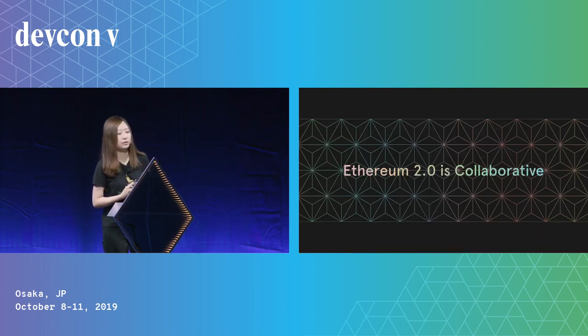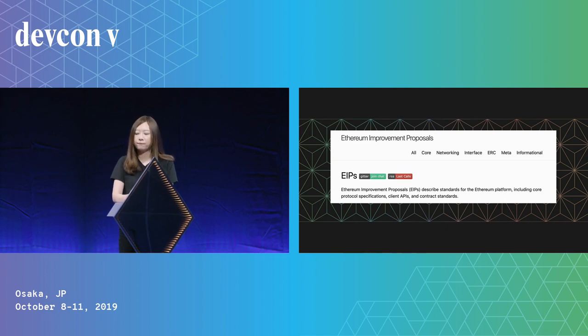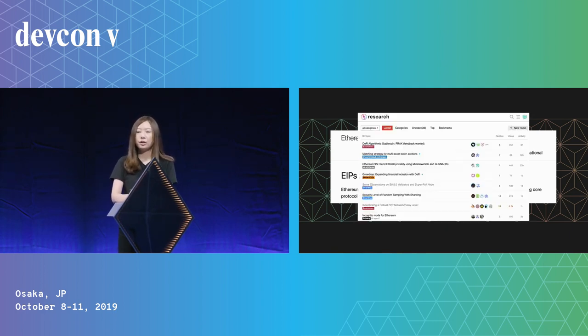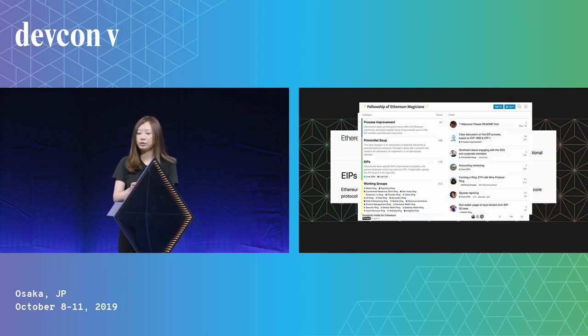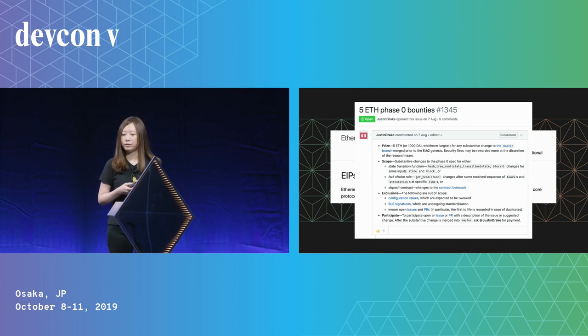Eth2 is very collaborative work, and I think Justin just mentioned that very well. I want to highlight again that we have the EIPs, Eth Research, Ethereum Magicians, and the Eth2 spec. These are the sites where you can find deeper knowledge. And there's also a bounty initiated by Justin, where you can get 5 ETH if you find any bug in the current beacon chain spec.